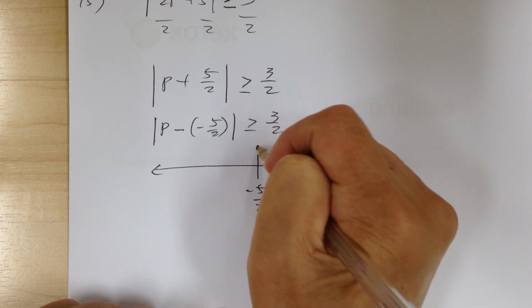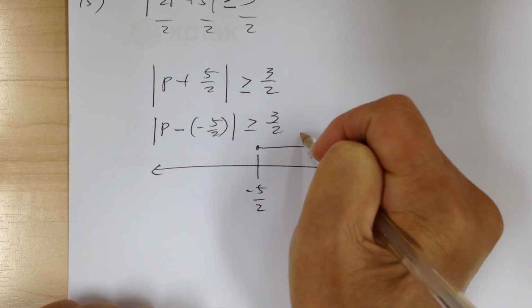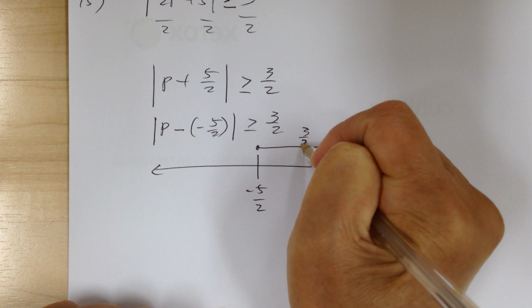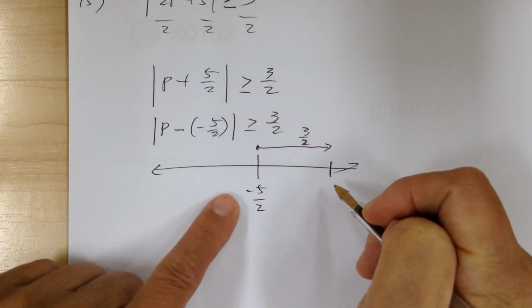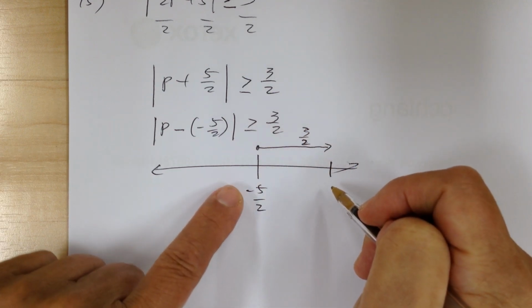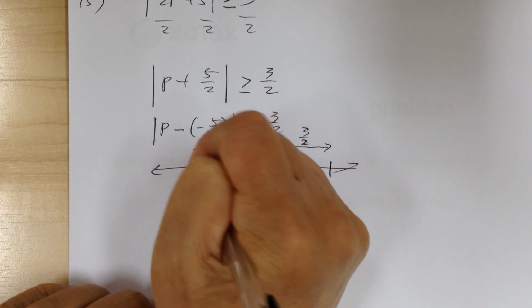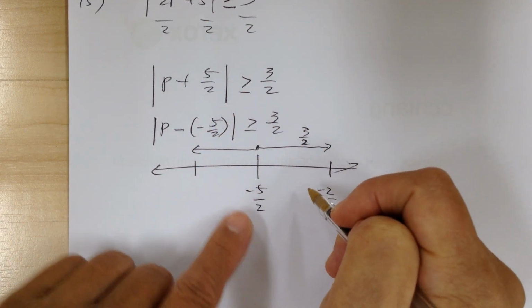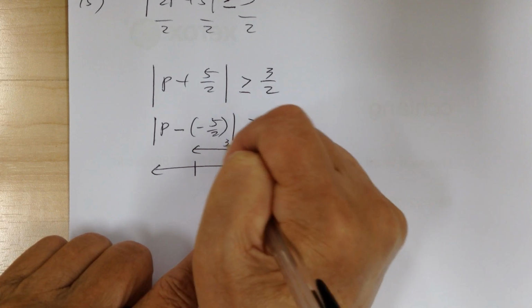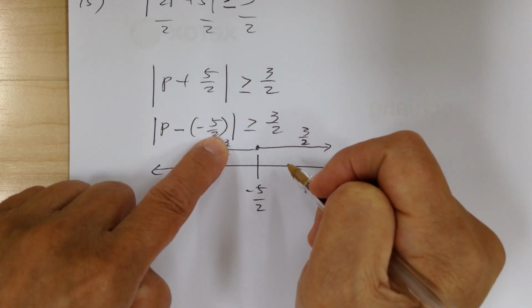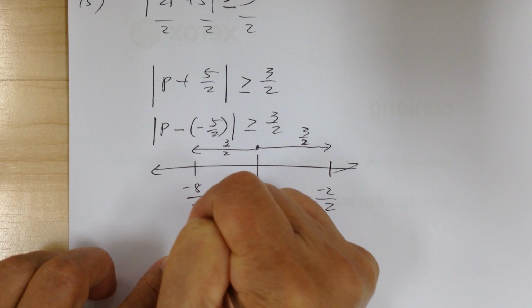So from here, you're going to go this way, 3 over 2. So at this point, it's going to end up being, so negative 5 plus 3 will give you negative 2, over 2. Okay, when you go this way, you have to minus. So again, this is 3 over 2. So negative 5 minus 3 will give you negative 8 over 2.